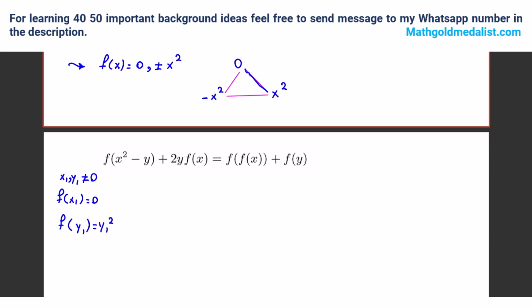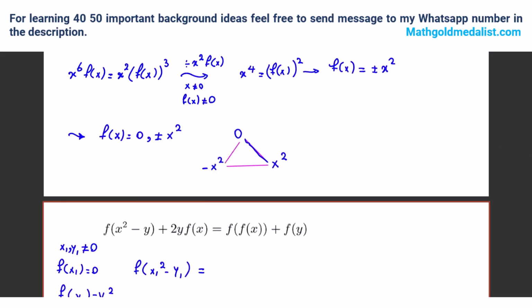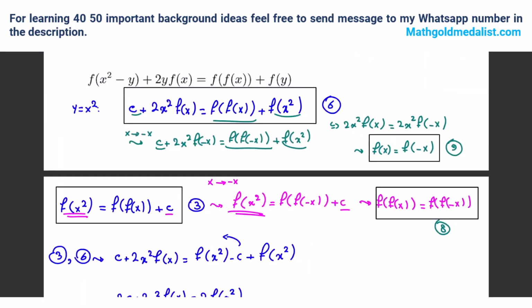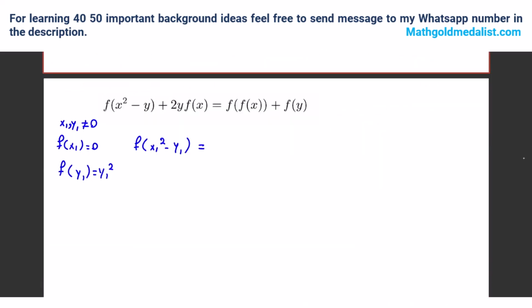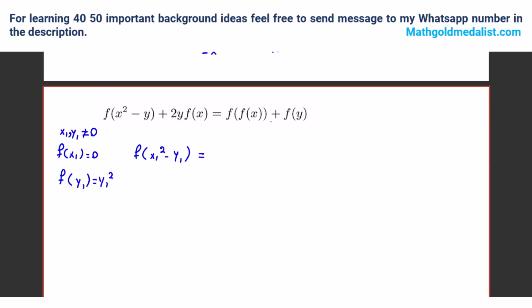For non-zero values, we want to see, is it possible that one of them equals 0, one of them y squared, or not? So if we replace f of x1 squared minus y1 plus, because f of x1 is 0, we can cancel this. F of x1 is 0, we know f of 0 also is 0. We proved, where we proved here, we proved C0 in short. Result number 10. So f of 0, 0, f of y is what? F of y1, okay? Which is y1 squared.